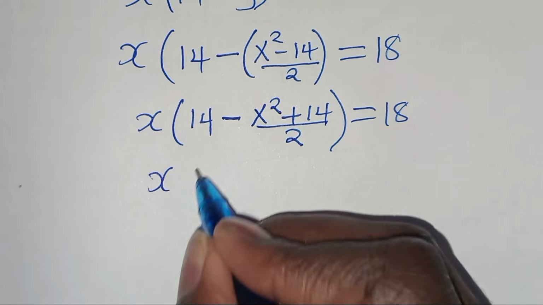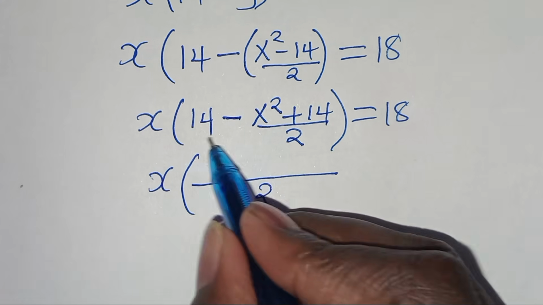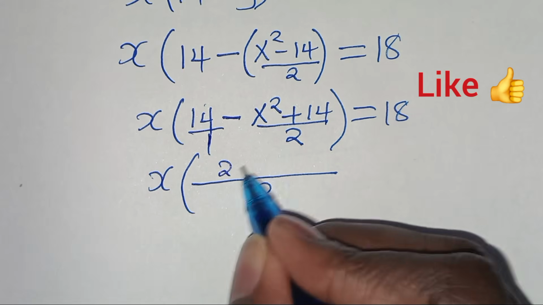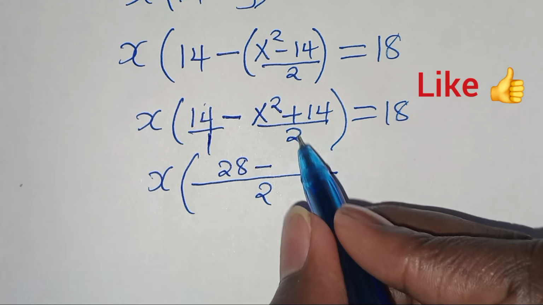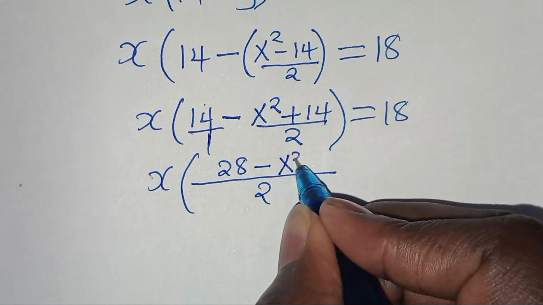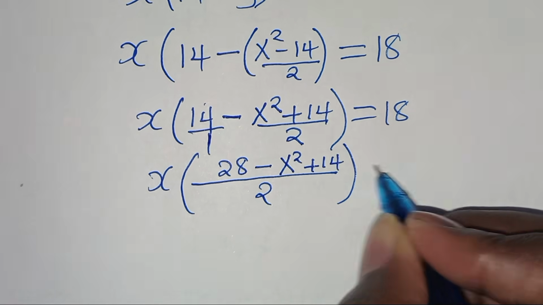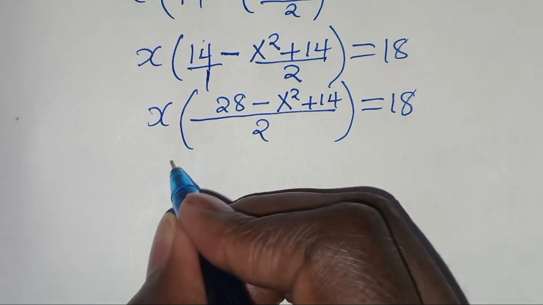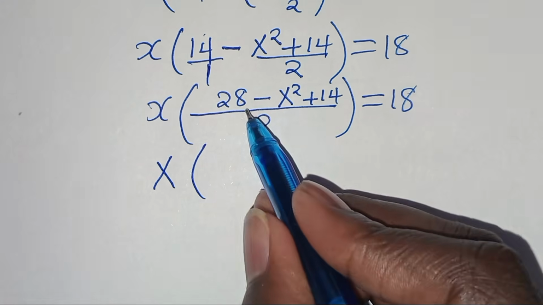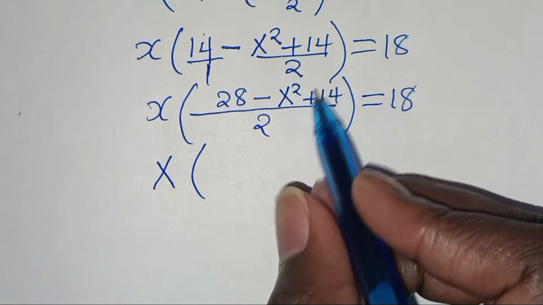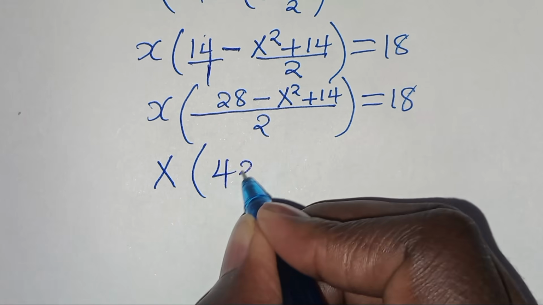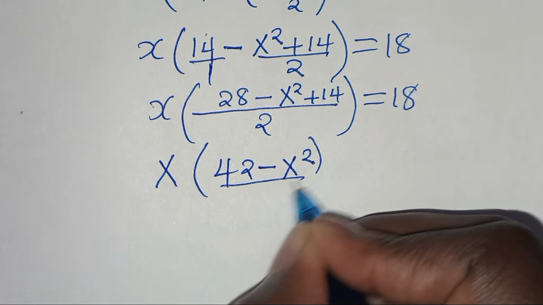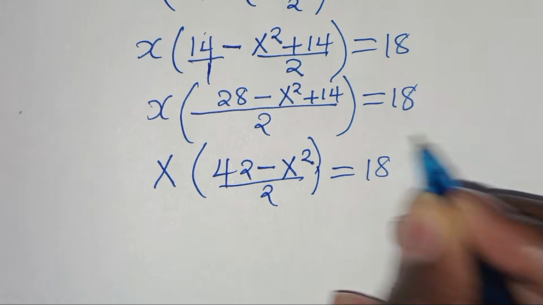Now, this is x. We have the LCM here is 2. This is our whole number, so this is over 1. So 2 divided by 1, this is 2 times 14. This is 28. Subtract 2 divided by 2 is 1 times x squared plus 14. Close the parentheses. This is equal to 18. So we have x into the parentheses. This is 28 plus 14. And this is equal to 42. Subtract x to the power of 2 divided by 2. This is equal to 18.